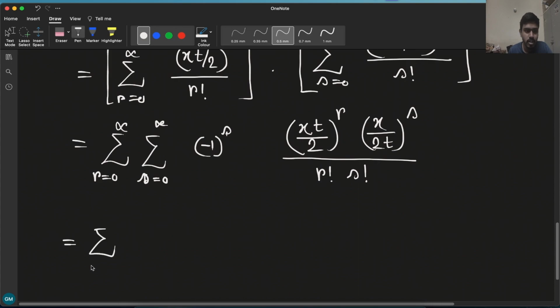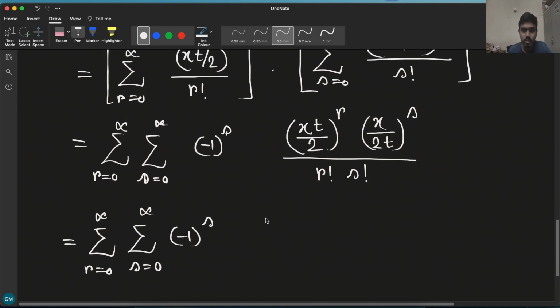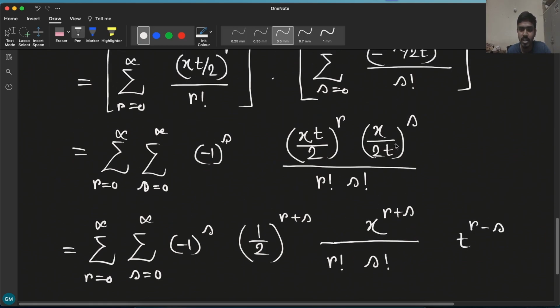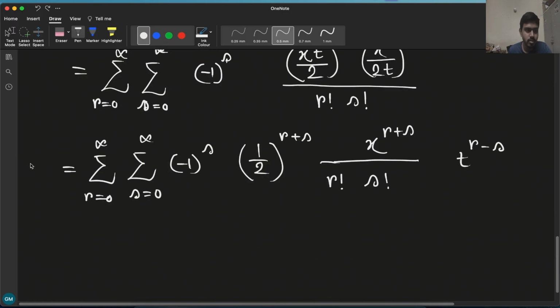It can be written also as the summation over r equals 0 to infinity, summation over s equals 0 to infinity, of minus 1 to the power s. Then this half will have a power of r plus s. Similarly, this x will have a power of r plus s, and it's divided by r factorial times s factorial. But now this t will have a power of r minus s, right? Because there is a t in the denominator here, and for this term the t is in the numerator. So now this is our generating function.